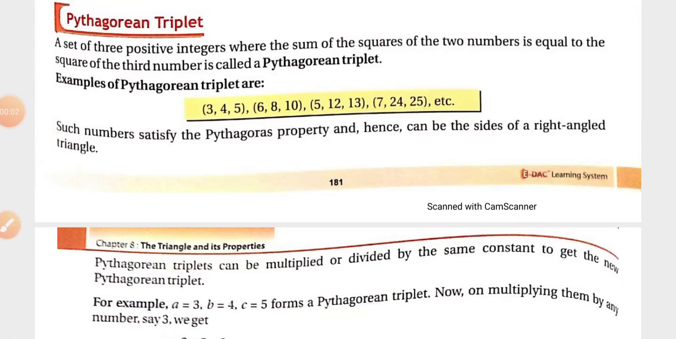Hello students, this video is in continuation with the previous video. In the previous video we discussed Pythagoras property, and today we are starting Pythagorean triplet.